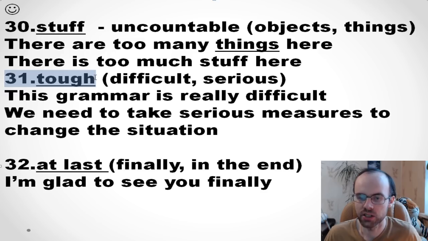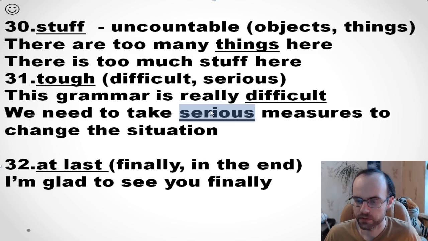Okay, I really like the next word. Tough. Tough. It means difficult or serious. Look, this grammar is really difficult. Or you can say this grammar is really tough. Tough, or difficult. Okay, look at the next example. We need to take serious measures to change the situation. Serious measures. Or you can say we need to take tough measures to change the situation.